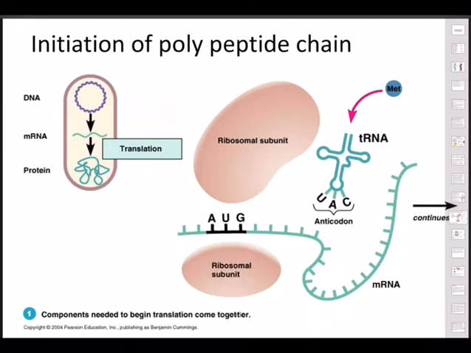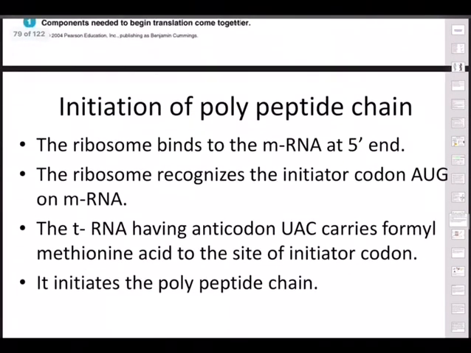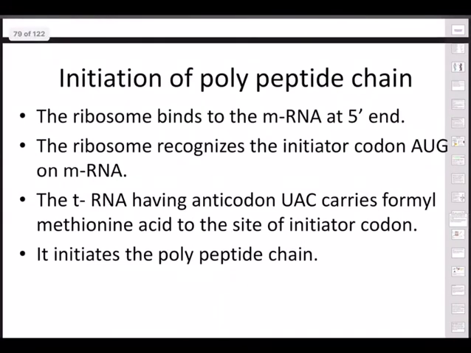Since the initiating codon is AUG, the matching should be here. If it is A, there it has to be uracil. Here it is U, there it is A, and here it is G, guanine, there it is C, cytosine. Then only the methionine comes and sits on the tRNA. So this is how the initiation takes place.